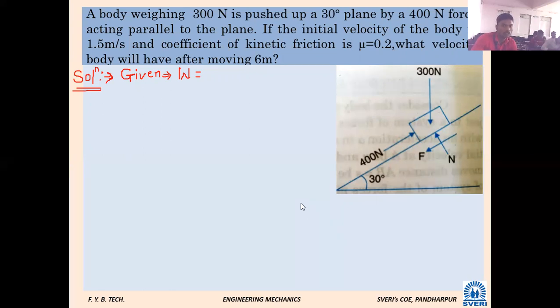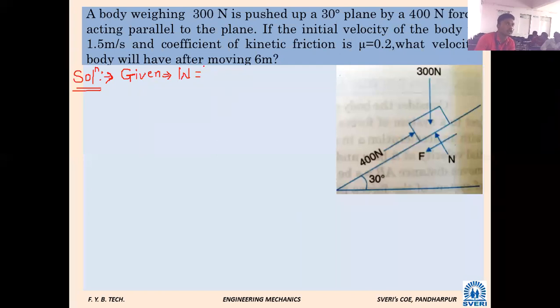A body weighing 300 Newton is pushed up a 30-degree plane by a 400 Newton force acting parallel to the plane. If the initial velocity of the body is 1.5 meter per second and the coefficient of kinetic friction is 0.2, what velocity will the body have after moving 6 meter? Very simple. Everything is given. So the weight of the body is given how much?